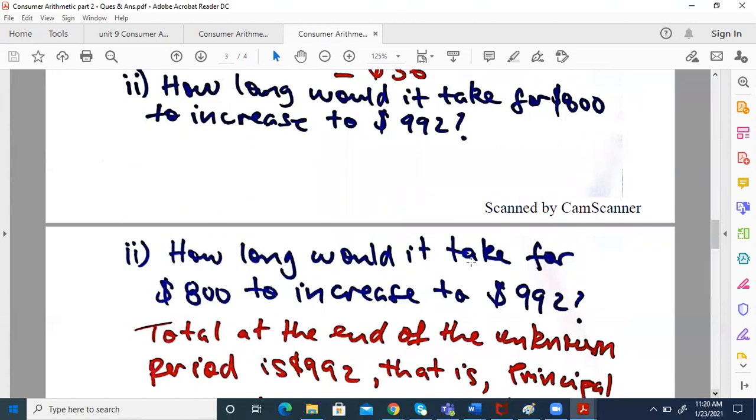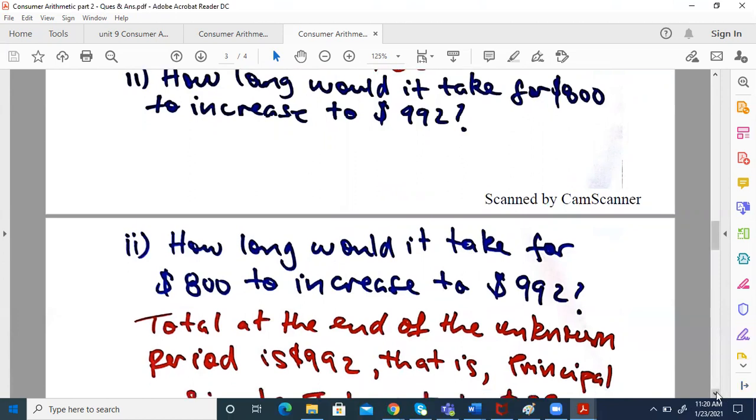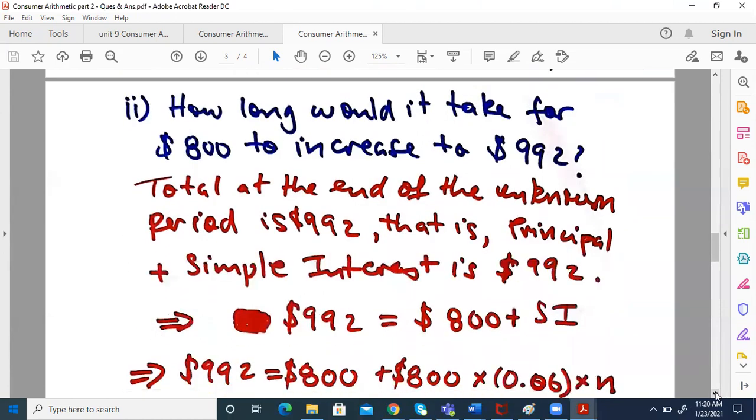So I basically rewrite it here. So total at the end of the unknown period is 992. That is principal plus simple interest is 992. So 992 equals the principal plus simple interest. Right?